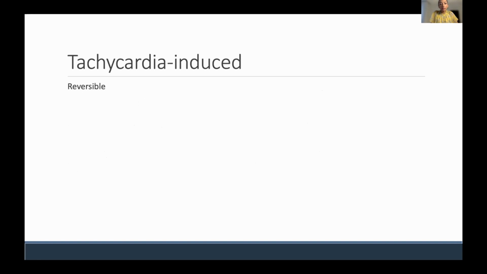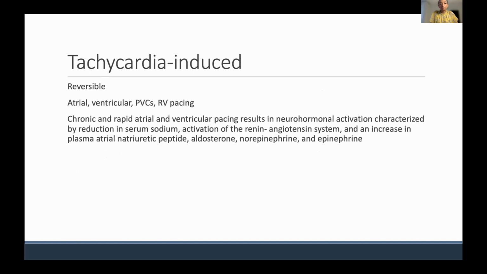Tachycardia-induced cardiomyopathy is another important cause. This is generally reversible, can be due to atrial arrhythmias, ventricular arrhythmias, PVCs as well, and long-standing RV pacing. The duration of tachycardia is not well defined, and how fast the rate has to be is also not well defined, but it is generally thought to be a rate of greater than 100 beats per minute.